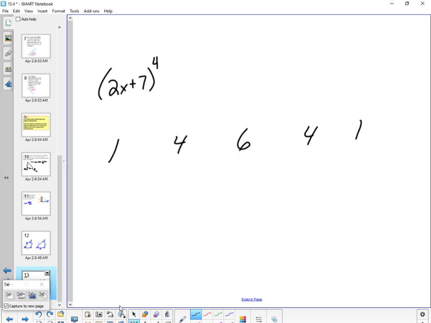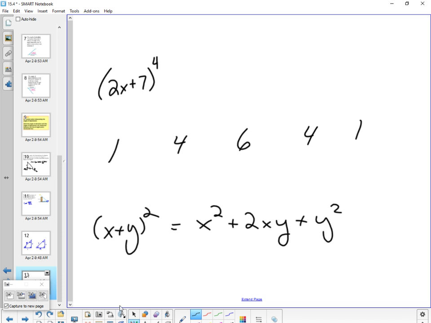Okay. Now, I want to show you the pattern that always happens here. Remember when we expanded x plus y squared, it became x squared, plus 2xy plus y squared. Notice what happens to x. 2 is the highest degree, and then it dropped the degree down to 1, and then it went down to 0. And the y went the other way. It went from 0 y's to 1 y to 2 y's. This was when I squared it.